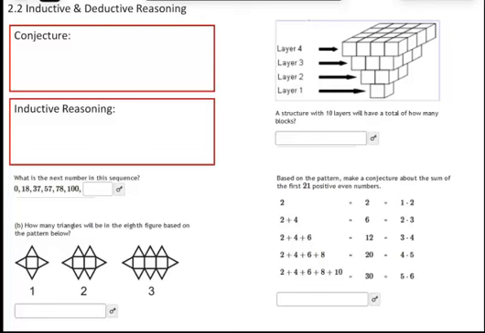Okay, so the concepts that you need to be able to understand or to define here. First, a conjecture. A conjecture is an educated guess, which is just basically an unproven statement. And it'll generally be based on observations.